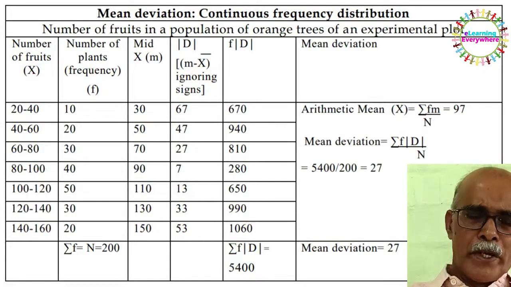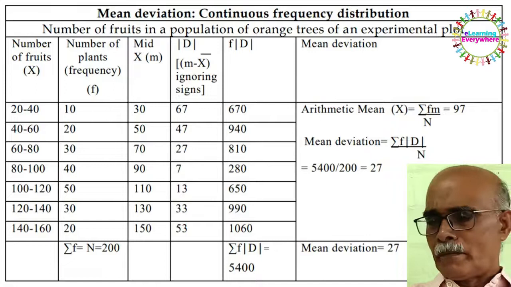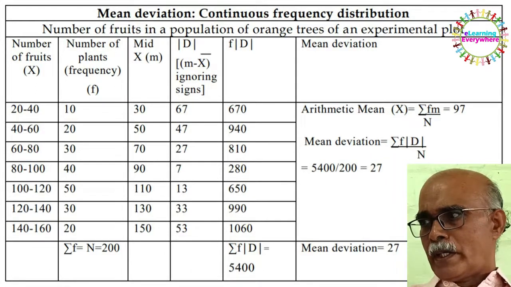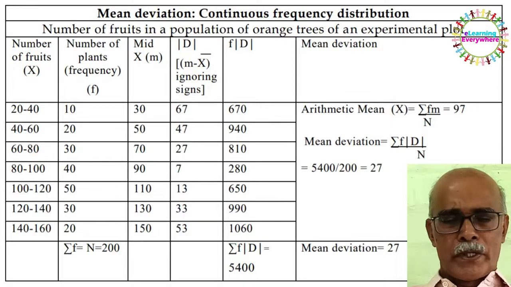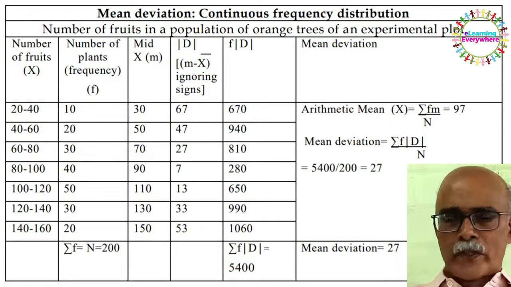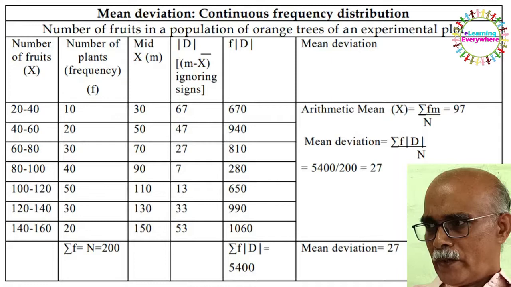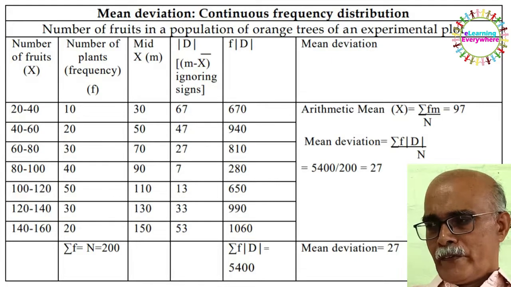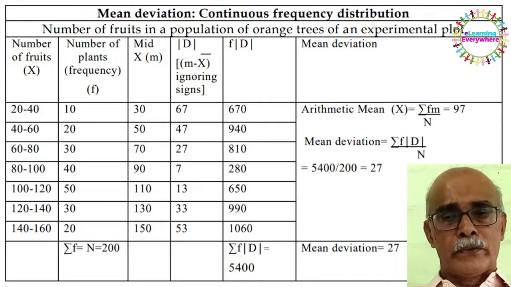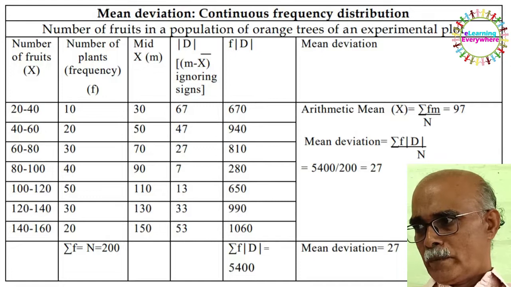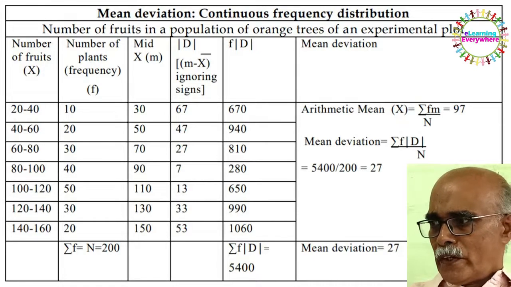And as I have already mentioned, here also D is found out ignoring the signs of D, and you are calculating fD ignoring the signs. And you are finding out sigma fD, and in the present example it is 5400. And you are applying the formula, mean deviation is equal to sigma fD by N, which is 5400 divided by 200. The mean deviation is equal to 27. So that was about mean deviation.